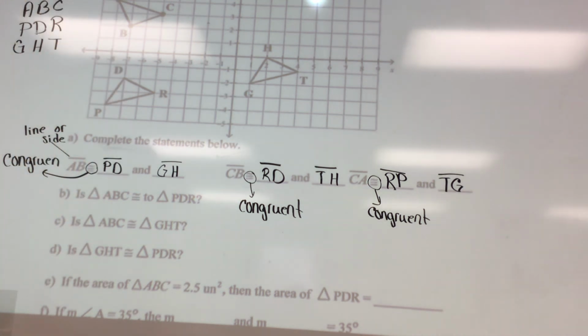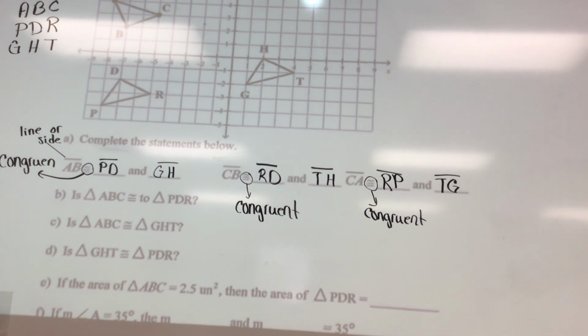So what do we know about all of these sides? What do we know that AB and PD and GH all are? They're the same shape, they're all sides. What do we mean by sides? They're all the same size, right? They're all the same length, right? Good.